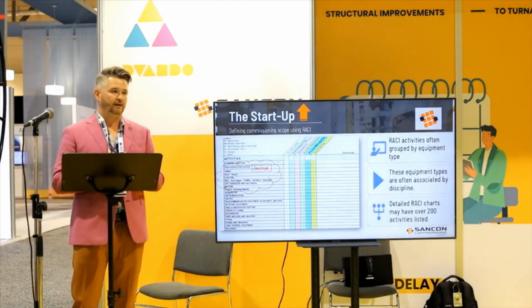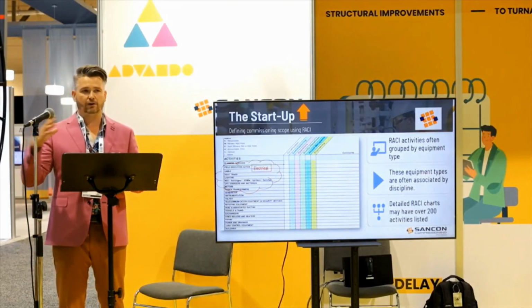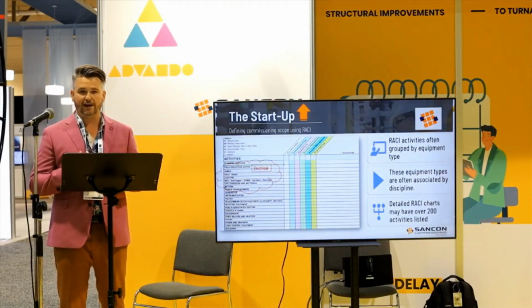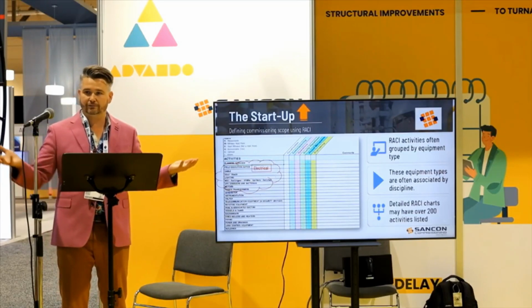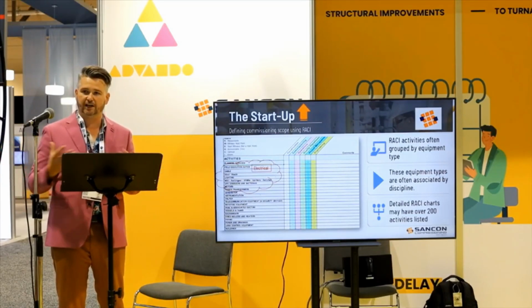A RACI can be as high level or as low level as required. We might have 200 line items on a responsibility matrix, or we might have 15. It's really scalable to the size of the project.